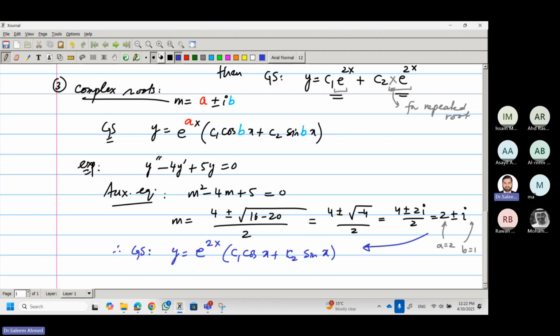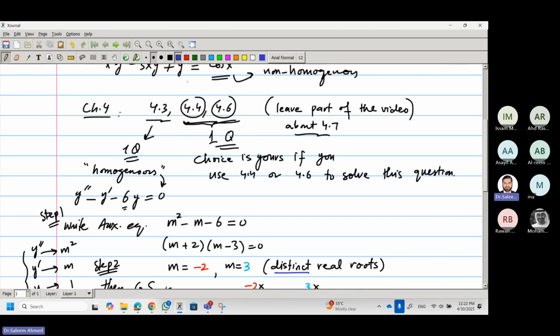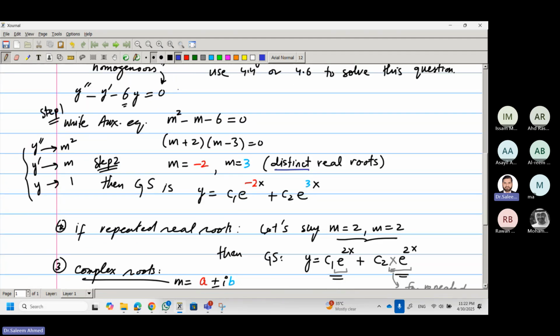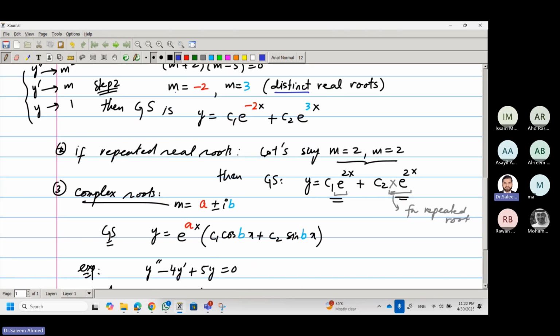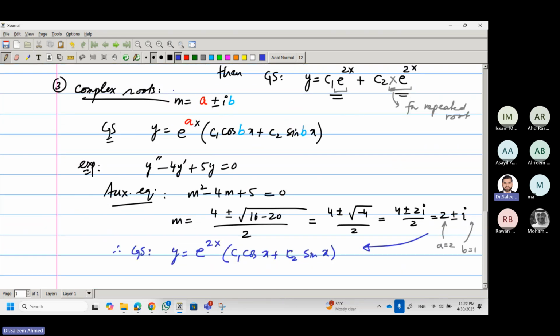So one question will be like that. I may ask you 3 parts: one with distinct real roots, one with repeated real roots, one with complex roots. You should know how to write the solutions quickly. It takes just 1 minute to solve the characteristic equation and 1 minute to write the solution, so it's a 2-3 minute answer for this question.